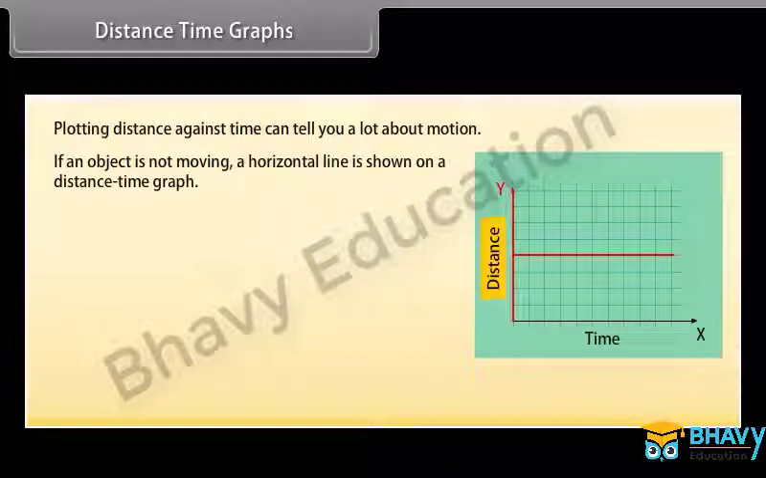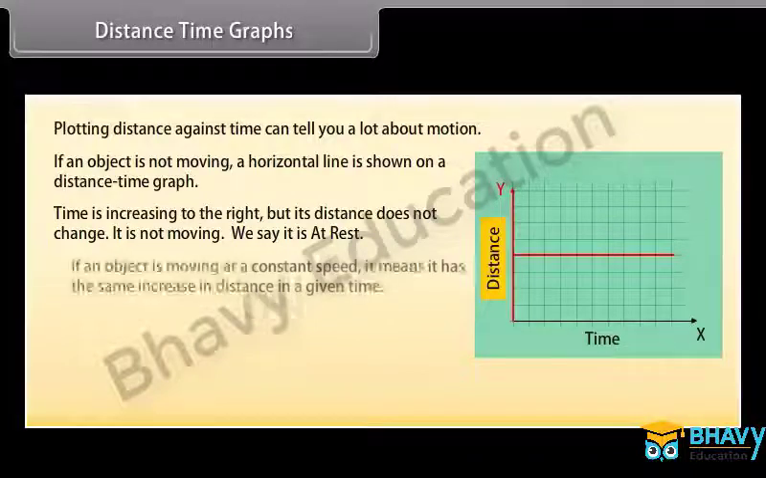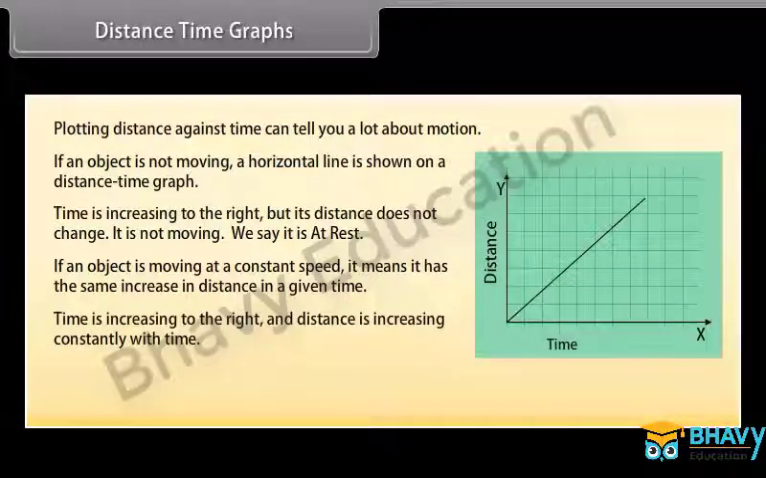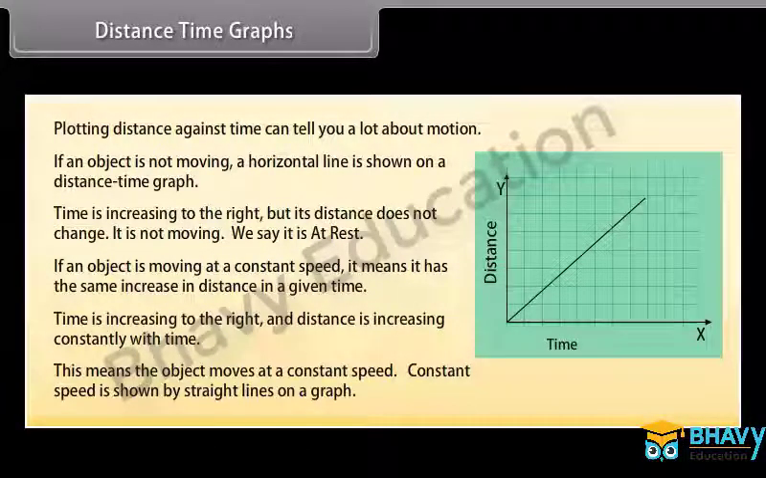If an object is not moving, a horizontal line is shown on a distance time graph. We can see that the time is increasing to the right, but its distance does not change. It is not moving. We say it is at rest. If an object is moving at a constant speed, it means it has the same increase in distance in a given time. In the graph we can see that time is increasing to the right and distance is increasing constantly with time. This means the object moves at a constant speed. Constant speed is shown by straight lines on a graph.